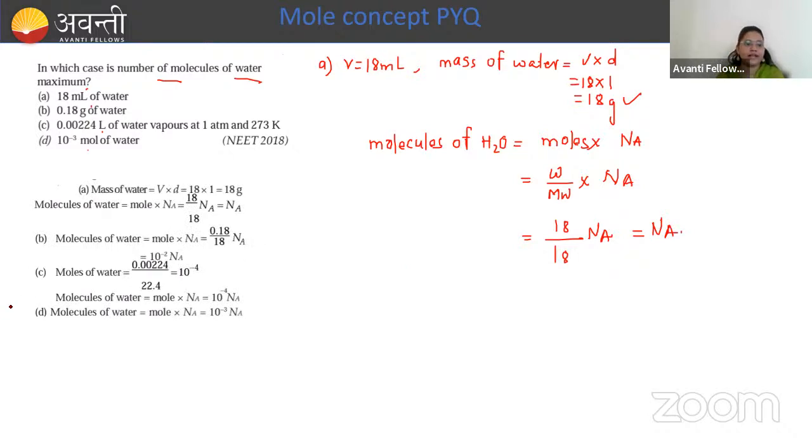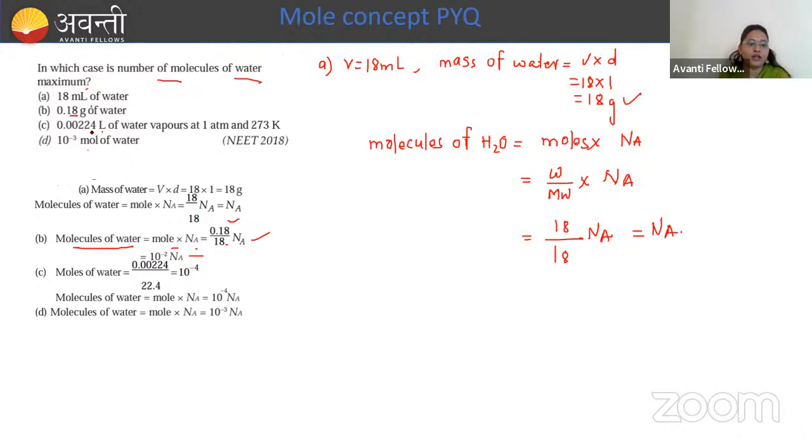For the second case, molecules of water is moles into Na. How many grams are given? 0.180 gram divided by 18 and multiplied by Na. You will get this much amount of Avogadro's number, right? Same, the mass was given.